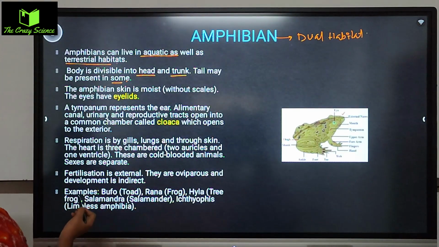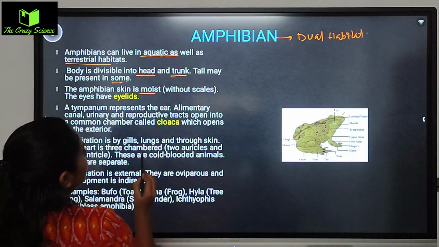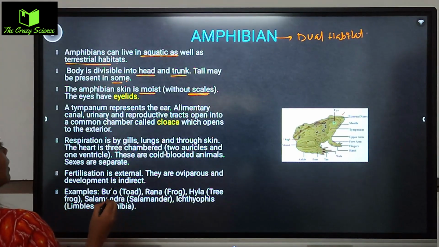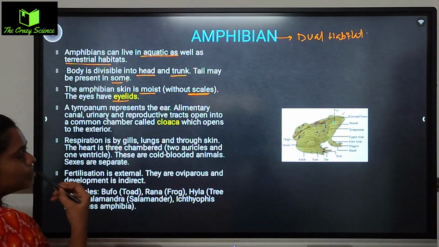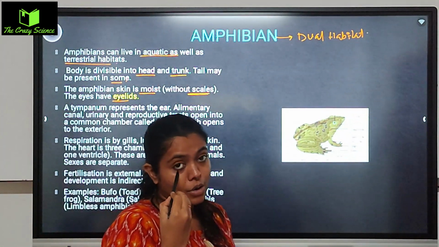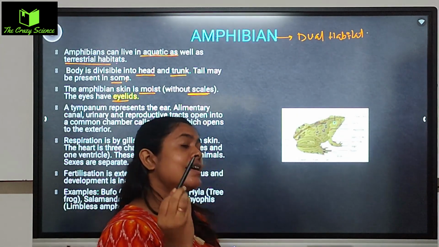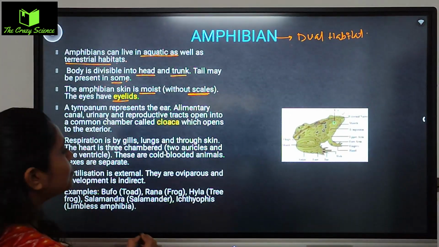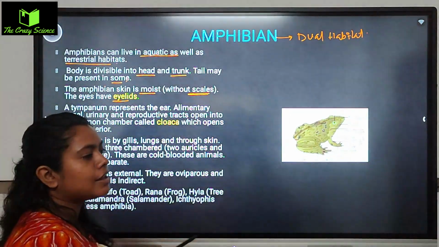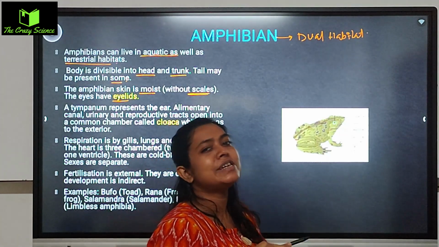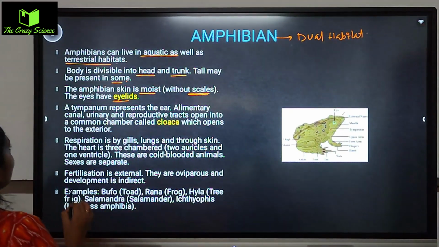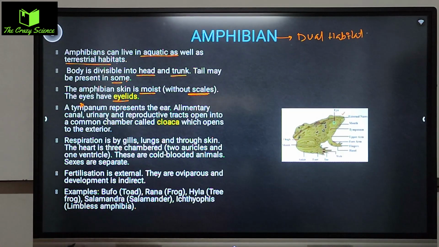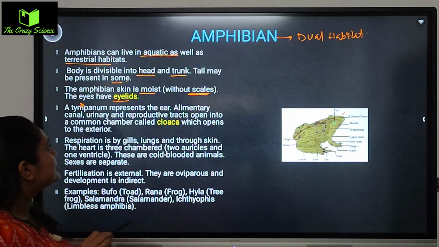It depends. The amphibian skin is moist, very moist, without scales. They don't have any scales, and they are very moist, and they have eyelids. The way we have lower eyelids and upper eyelids, they also have eyelids, okay? And the skin is very moist. Okay, and the tympanum is a very important part of the body, that is called a tympanum.